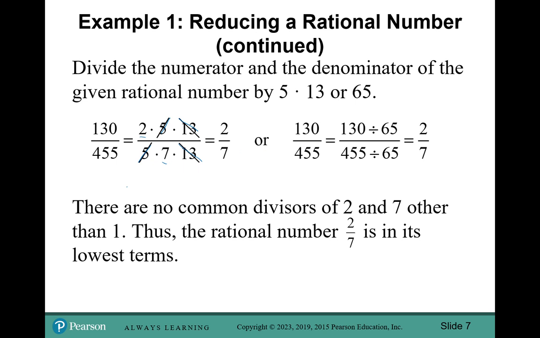If you don't like doing it that way, you could recognize that 65 is their greatest common divisor. We could divide 130 by 65, which leaves us the 2, and divide 455 by 65, which leaves us with 7, giving us the most reduced form of 2 over 7. There are no common divisors of 2 and 7 other than 1. Thus, the rational number 2 over 7 is now in its lowest terms.